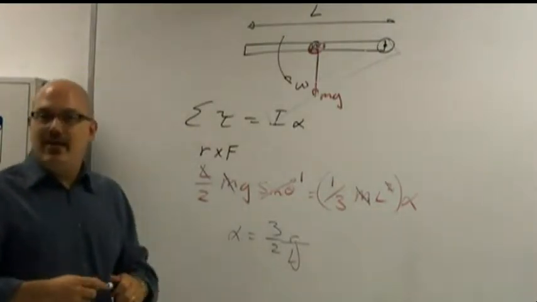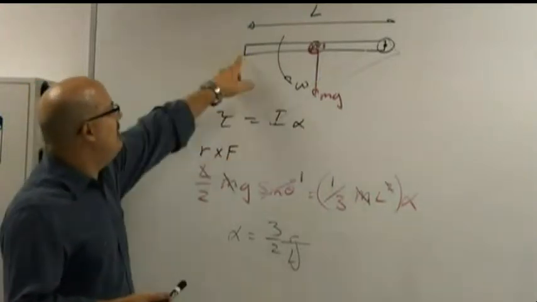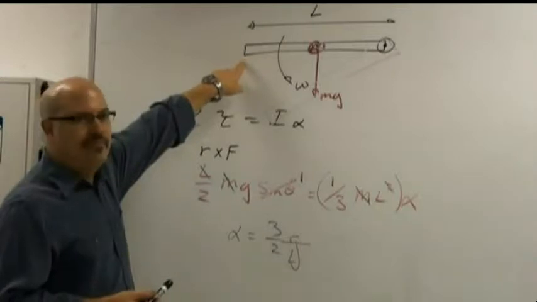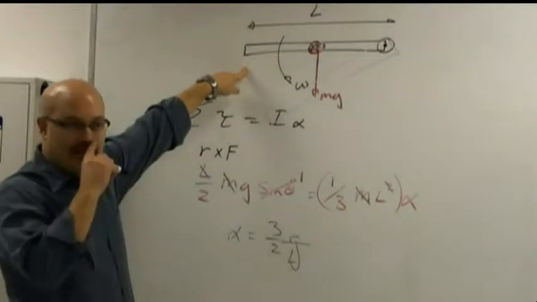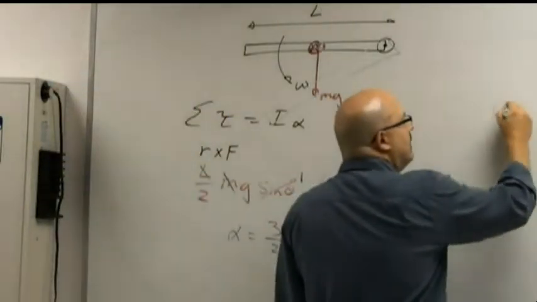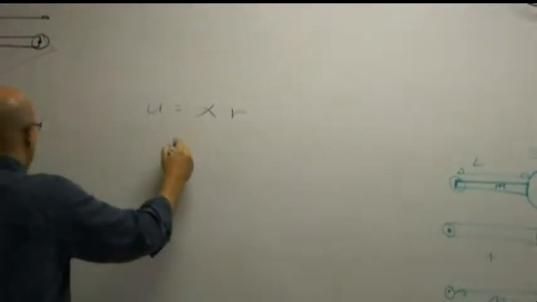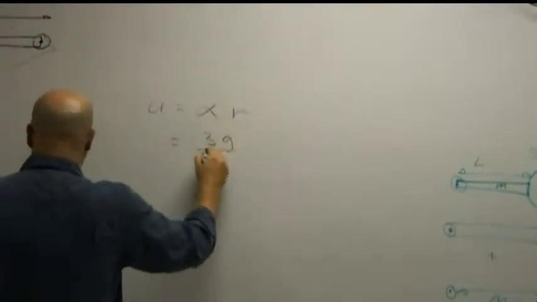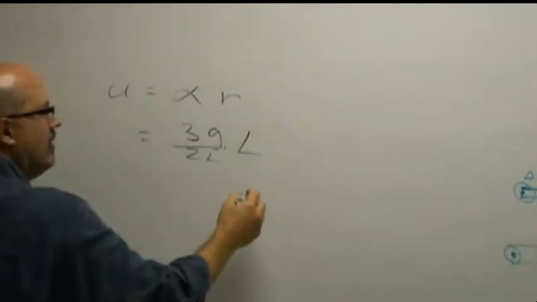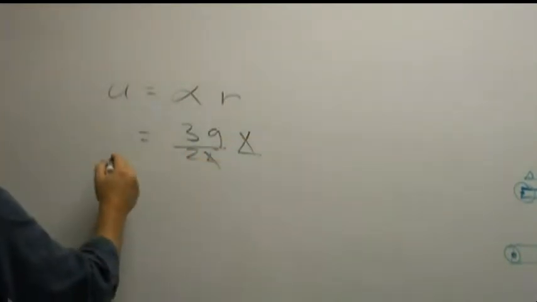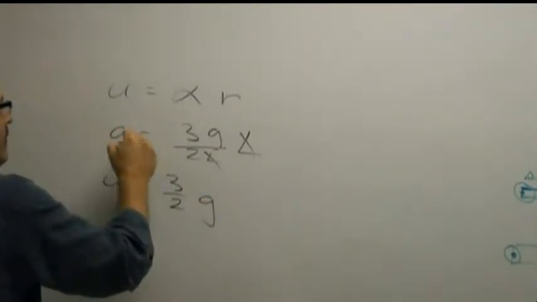Okay, what's the linear acceleration at, say, this point here at the end? How do we figure that out? a equals alpha r. Linear acceleration equals alpha times r, right? Our alpha is 3g over 2L, and if our r is at the end, L, the L cancels, and we're left with an acceleration that is 3/2 g.